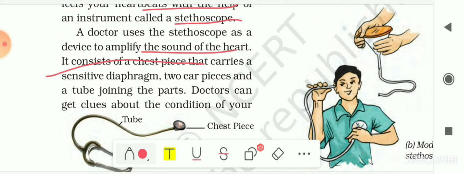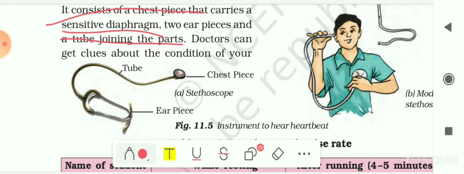It consists of a chest piece that carries the sensitive diaphragm. Diaphragm means a kind of curtain. It also has two earpieces and a tube which joins these two different parts. From this instrument, doctors can get an idea or clues about the condition of your heart by listening through the stethoscope. Here the picture of a stethoscope is shown to you.